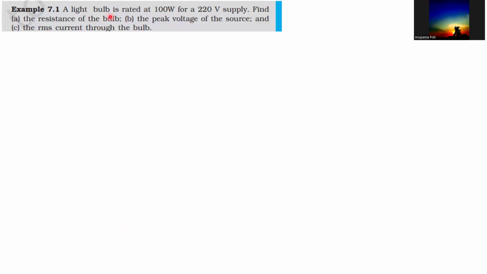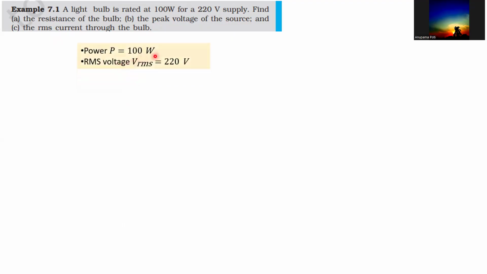Example 7.1. A light bulb is rated at 100 watt for a 220 volt supply. Find the resistance of the bulb, the peak voltage of the source, and the RMS current through the bulb. Okay. First, we'll see what are the given values.